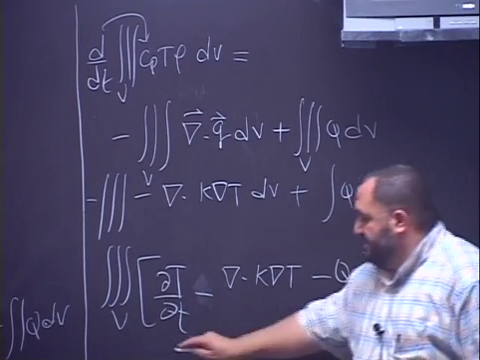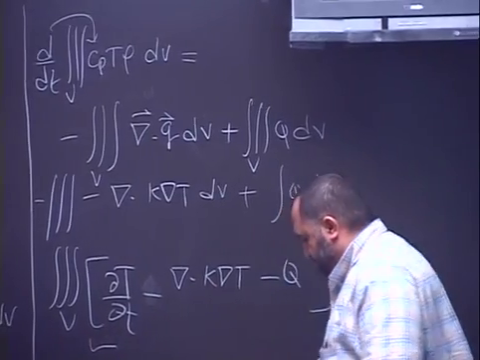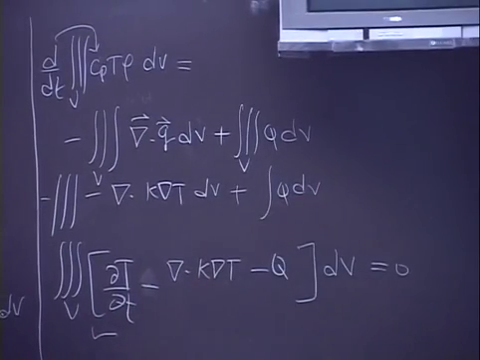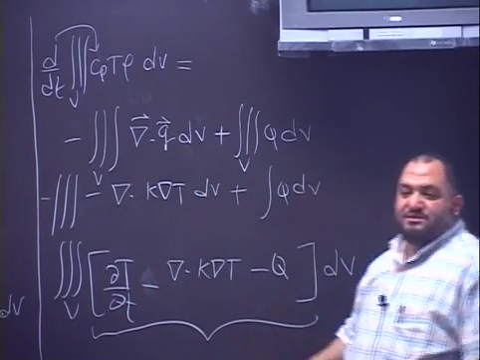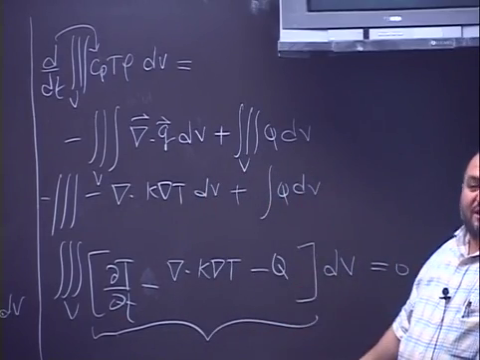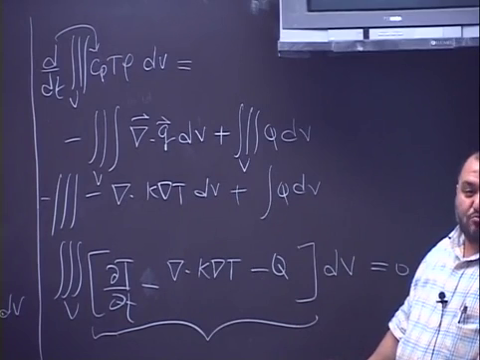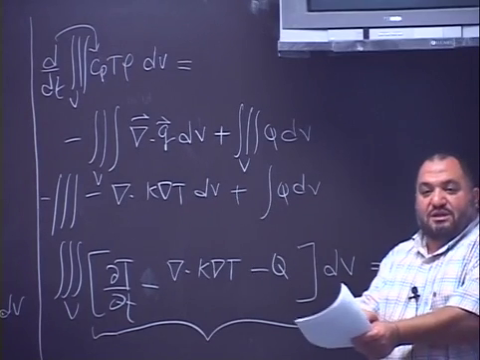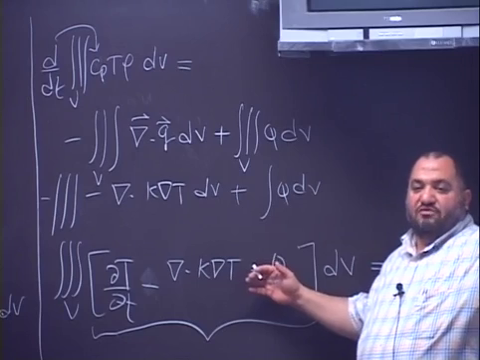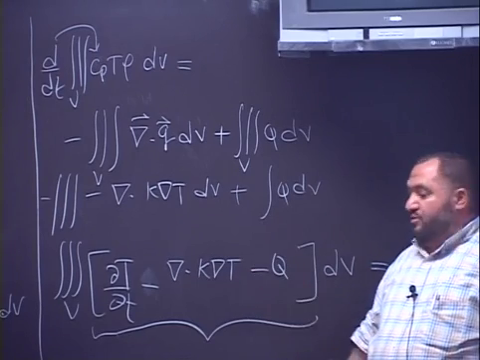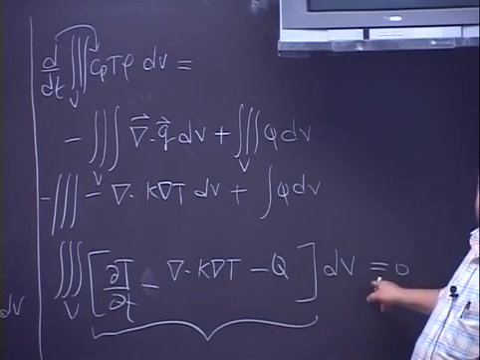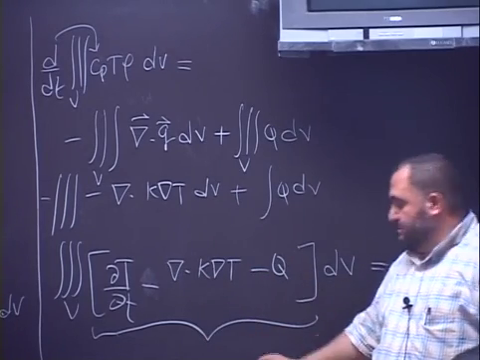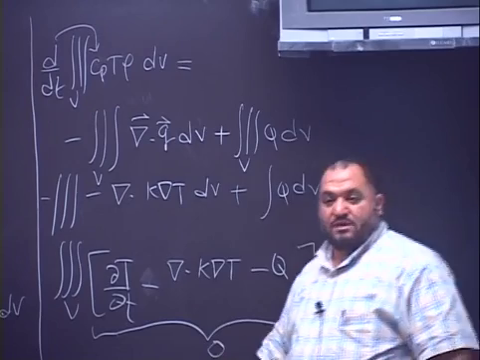So you have some function evaluated over an arbitrary volume. Arbitrary volume means I can take the volume to be the volume of this, let's say, room, or I can take it as a volume of a cell, or a volume of a reactor, or whatever volume. So any function evaluated over an arbitrary volume equal to 0 means that this function is equal to what? Is equal to 0.